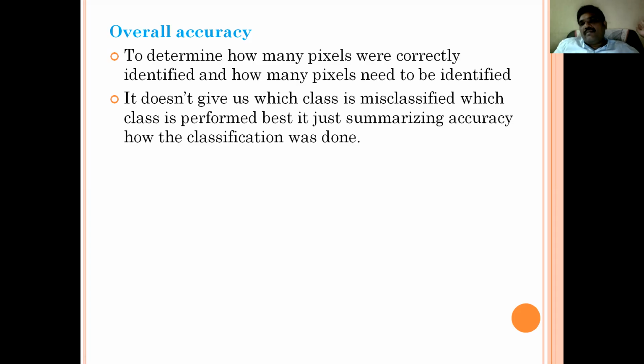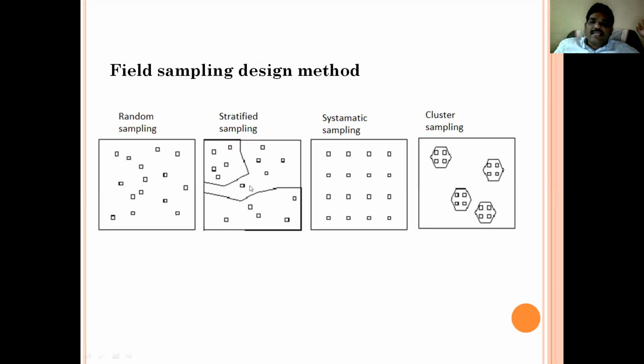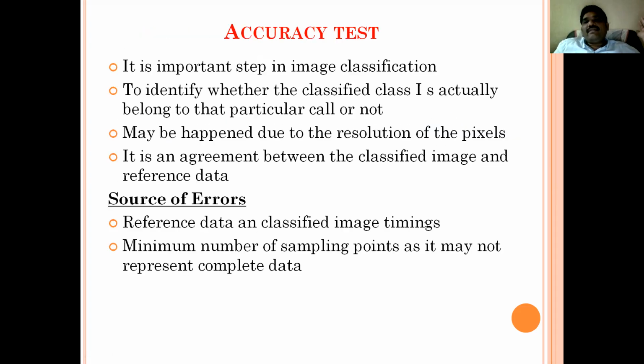But to overcome all these things, if we follow these sampling methods, the accuracy will be improved and will be more. This is what the accuracy test is about, for what we are doing, whether it has been done correctly or not. And this is the important step. And this is the comparison between the reference data and the image classified data.